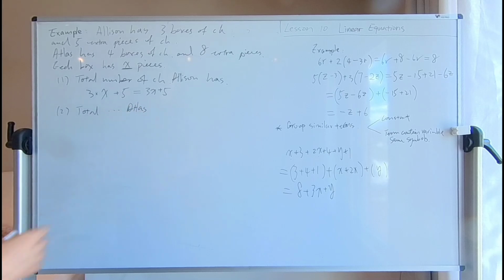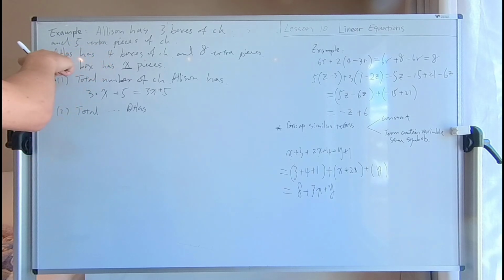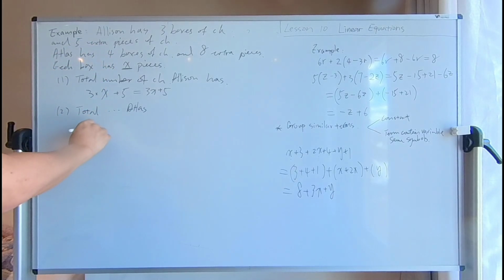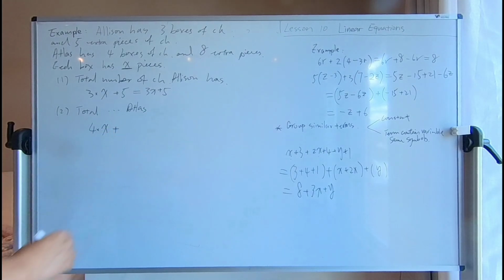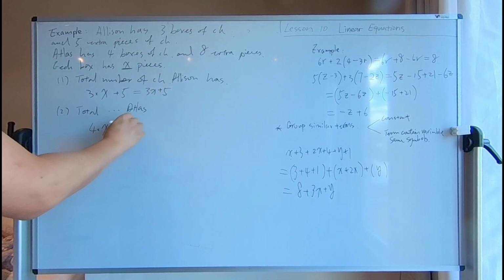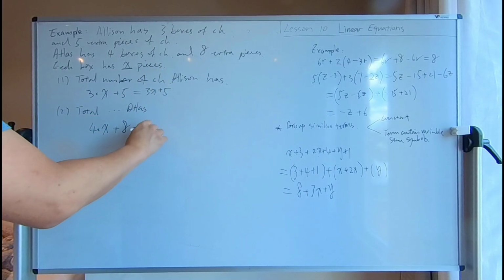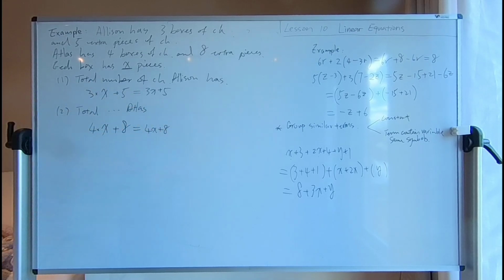The second step is to write out how many chocolates Atlas has in total. So Atlas has 4 boxes, with each box containing x pieces, then 8 extra pieces. So it's 4x plus 8.